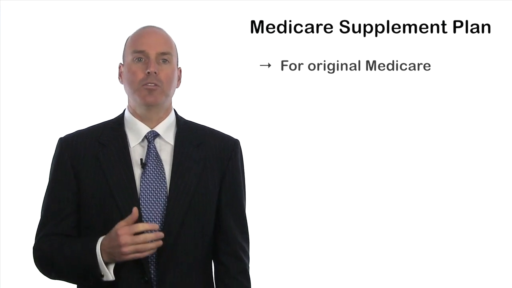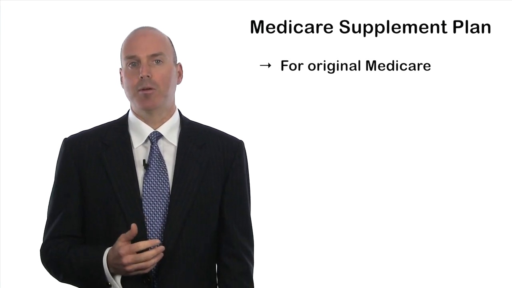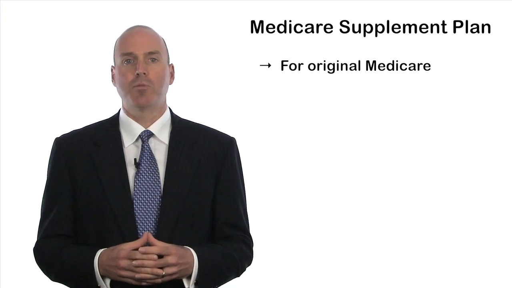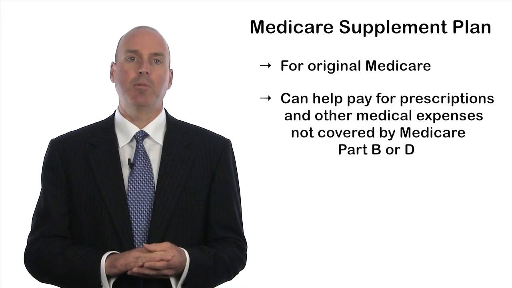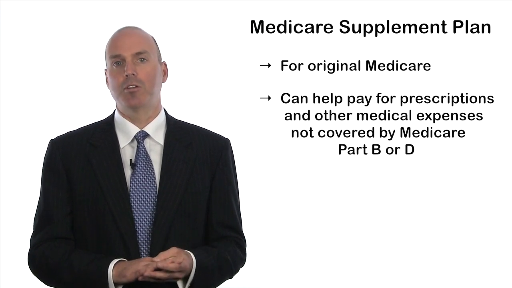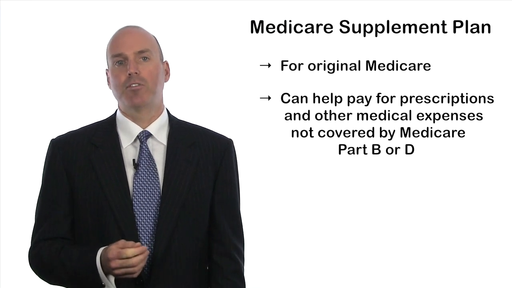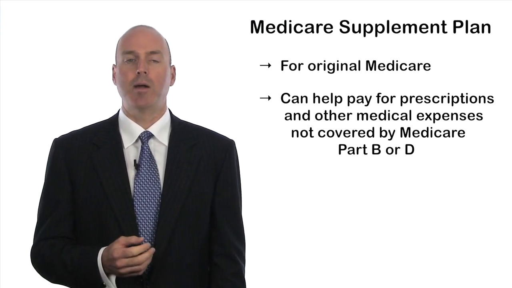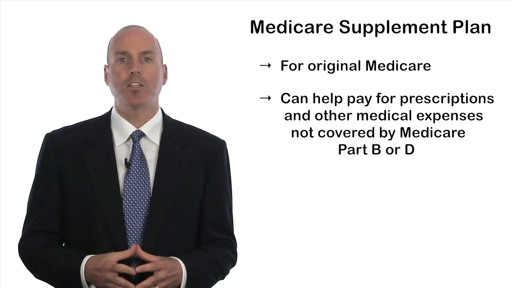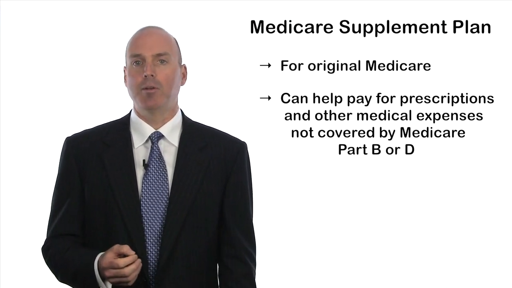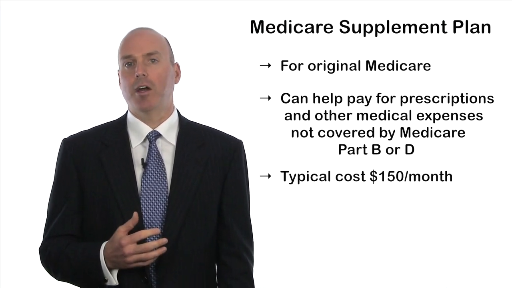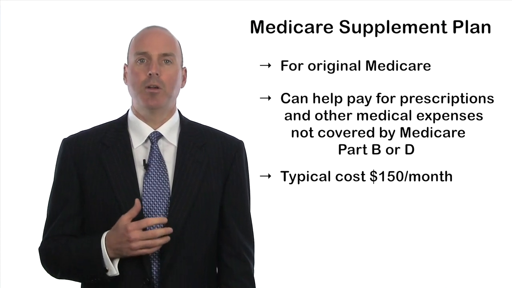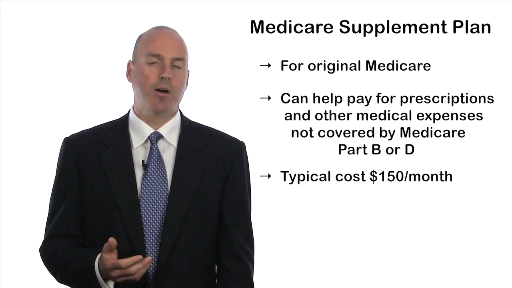Lastly, if you decide to go with Original Medicare, you will also need to decide if you need to add on a Medicare supplement plan. Because your out-of-pocket prescription costs can be so high, your Medicare supplement plan will not only help pay for some of your prescription expenses that aren't covered, but also pay for some of your other medical expenses not covered by Medicare Part B. The cost for a Medicare supplement plan can vary from company to company and is dependent on the level of coverage you elect, but typically you can get a pretty good policy for around $150 a month.